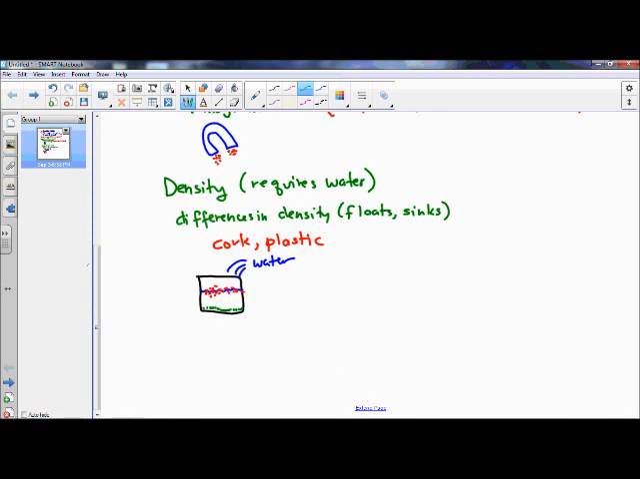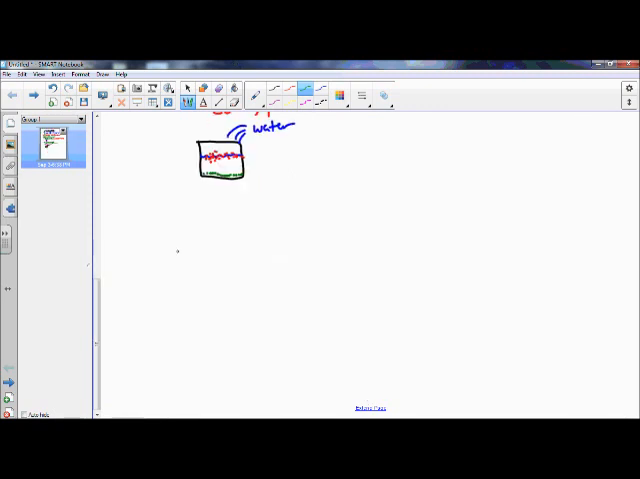Okay, next one. That's simple. Solubility. You need water for this too.